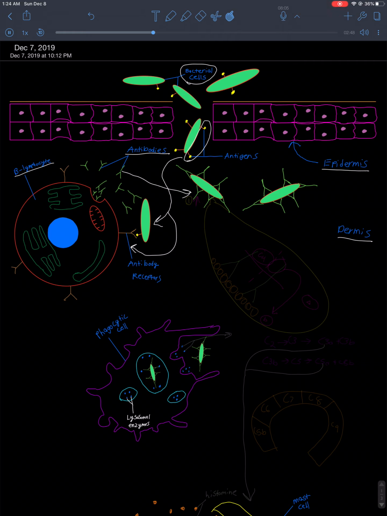Now that our invading pathogens have been marked by the antibodies, a phagocytic cell can indeed identify them and ingest them to break them down through the use of lysosomal enzymes. The phagocytic cell can also excrete these lysosomal enzymes into the extracellular matrix to break down the pathogens instead of ingesting them.